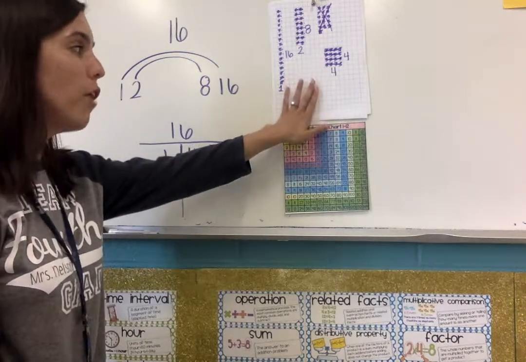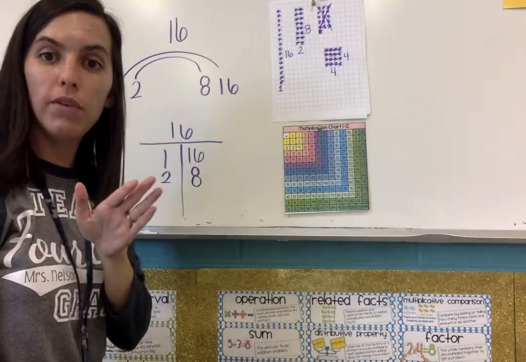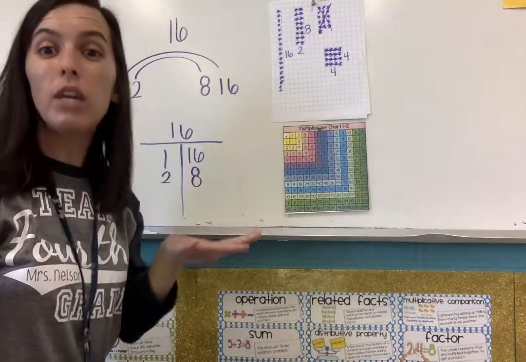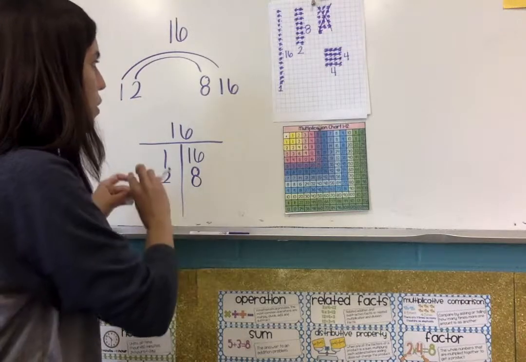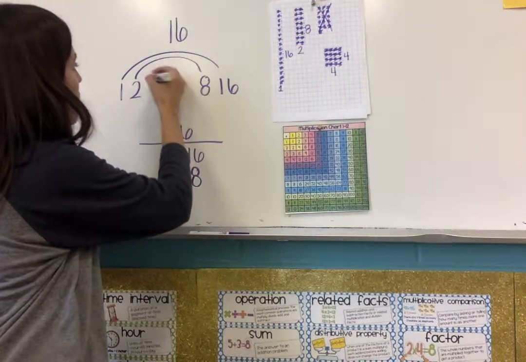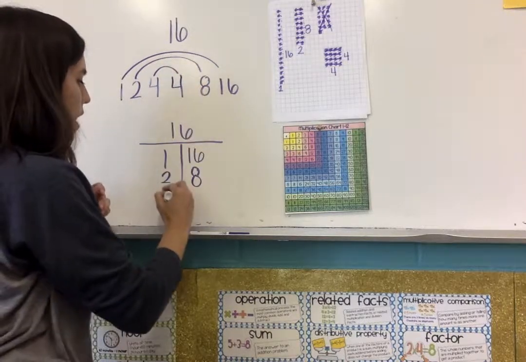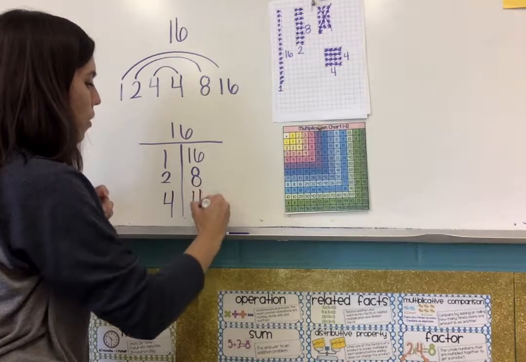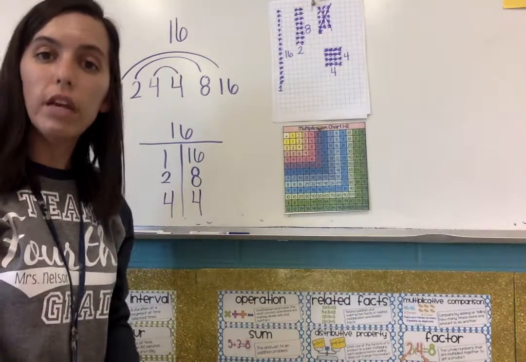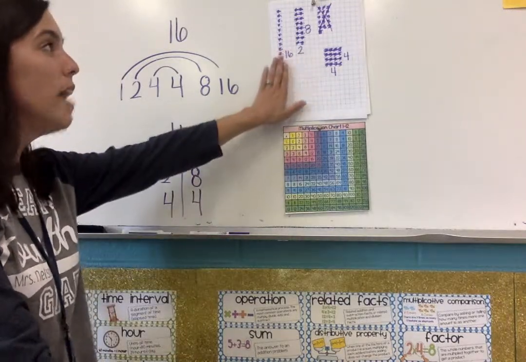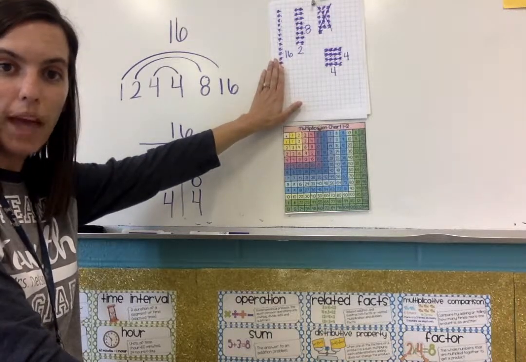When you're using your graph paper and this strategy of drawing out arrays, when you come to a perfect square, that's your cue that you can stop. You do not have to draw any more arrays. So 4 times 4 gives us 16. I'm going to add that to my factor rainbow and my T-chart, because 4 is a factor of 16, because when you multiply 4 times 4, you get 16. This is how you would use the strategy of using your graph paper and drawing out your arrays.